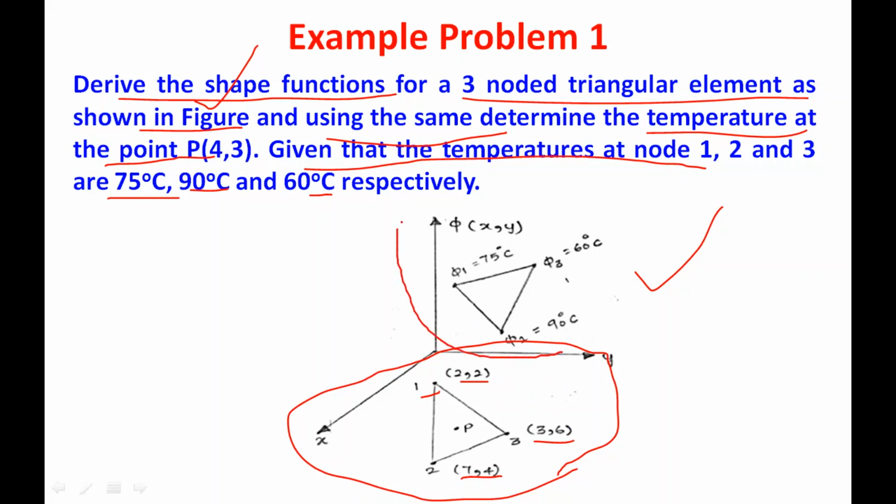Now in the vertical direction, the nodal parameters are defined. At node 1, we have a nodal temperature of 75 degrees Celsius. At node 2, the nodal temperature is 90 degrees Celsius. At node 3, we have a temperature of 60 degrees Celsius. Using these nodal coordinates and nodal parameters, we are able to find the temperature at this given point P, which has coordinates 4, 3. Very simple problem. Let us go through the procedure.